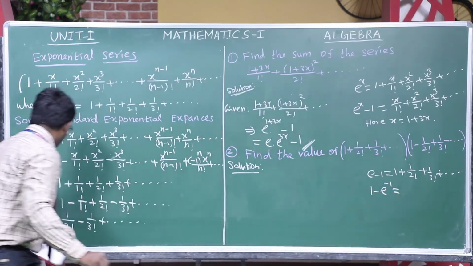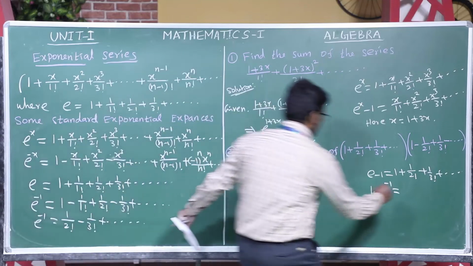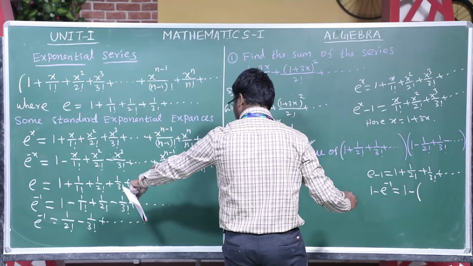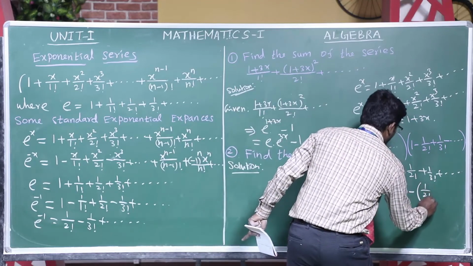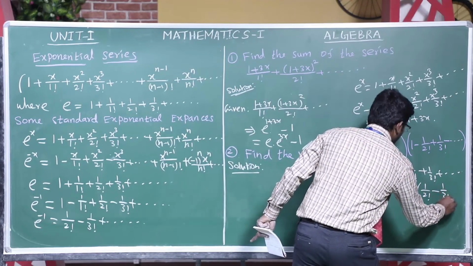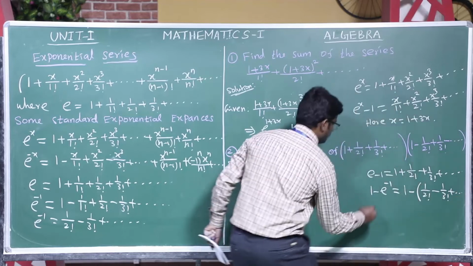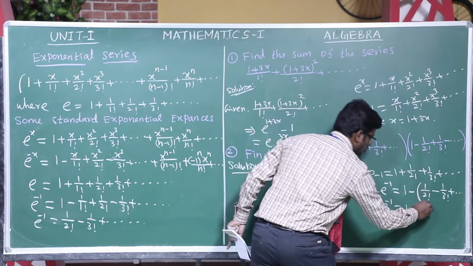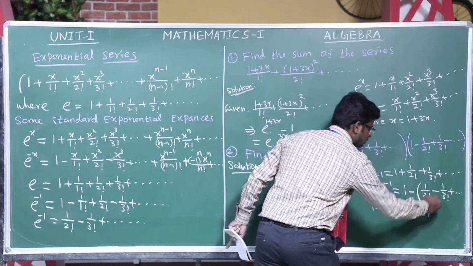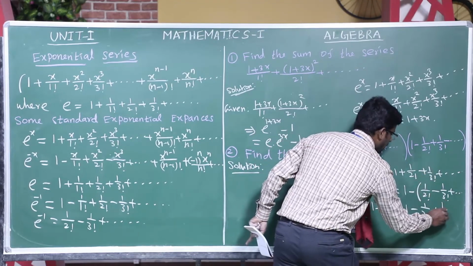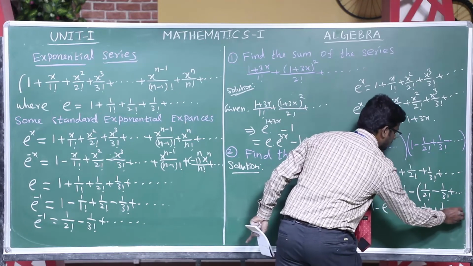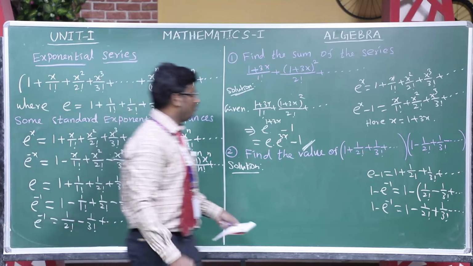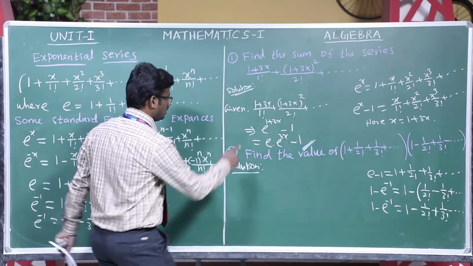So here, the given full expression is 1 minus 1 by 2 factorial plus 1 by 3 factorial minus etc. Then 1 minus e power minus 1 is 1 minus 1 by 2 factorial, minus into minus plus 1 by 3 factorial minus etc. going on. So using this expansion we will substitute in the equation in the question.